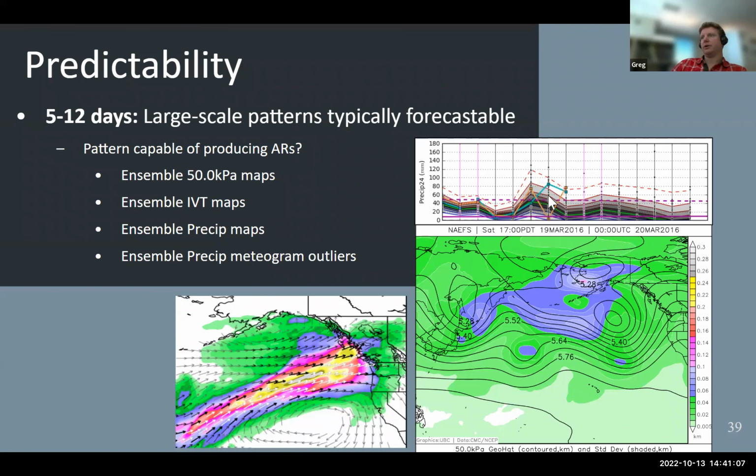And in particular, for potential high impact events, you want to look at whether the ensemble is producing any outliers, any really high outliers that might suggest that a high impact event is within the realm of possibility for this period.